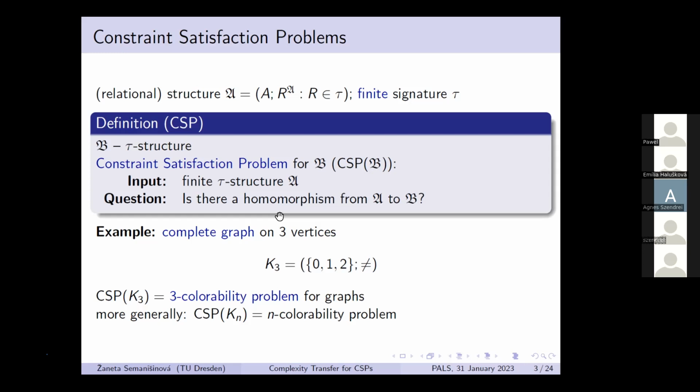The example that I guess you all know is when the structure that we take is a complete graph, say on 3 vertices, which can be represented as a relational structure with the disequality relation and 3 elements. The CSP of such a graph is just the 3-colorability problem for graphs. More generally, one could take Kn, the complete graph on n vertices, and get the n-colorability problem. This is a prototypical example of a problem that is NP-complete, that is believed to be computationally hard.